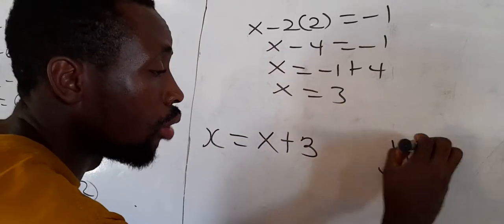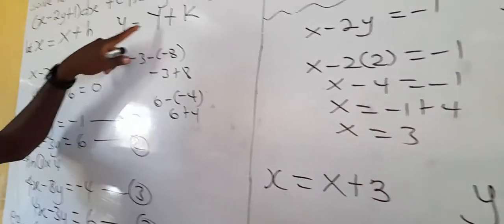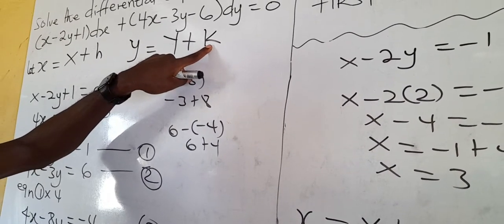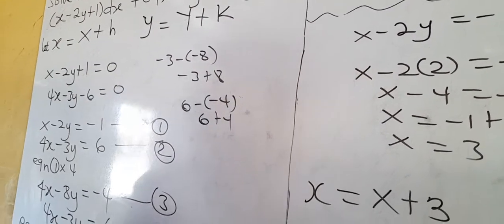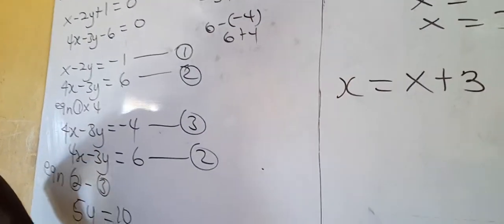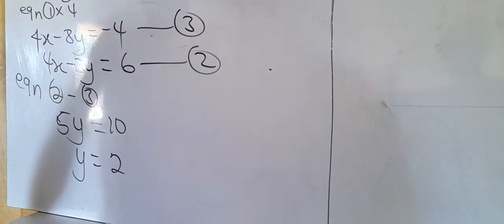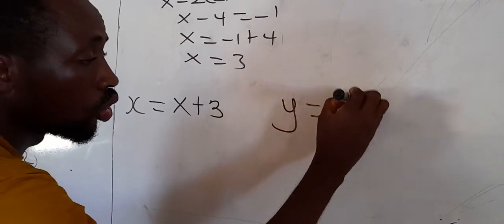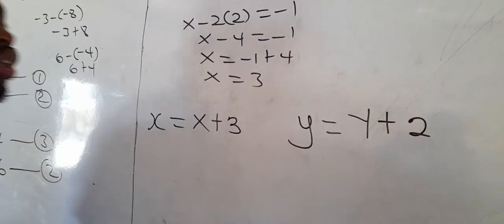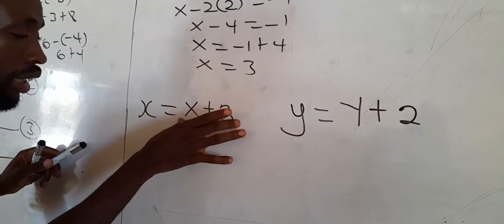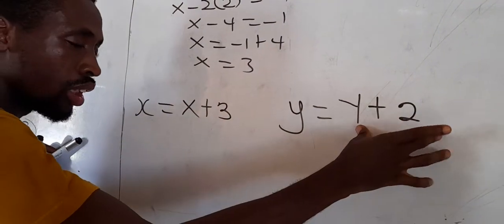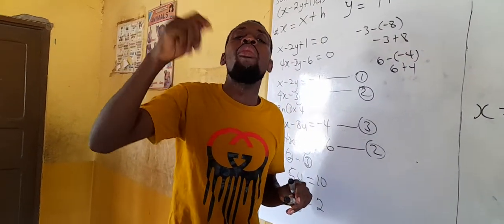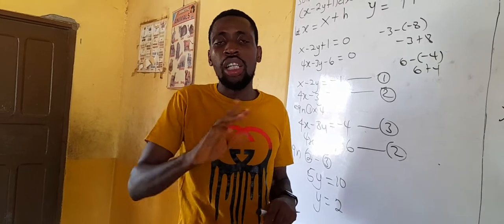And our small y will be equal to capital Y plus k. Our k here is the value of the y from the simultaneous equation, and the value of the y here is 2. So we'll say that our y will be equal to capital Y plus 2. What's the next thing? You substitute this into the place of x and this into the place of y. Then what will happen? The non-homogeneous system will become a homogeneous system.